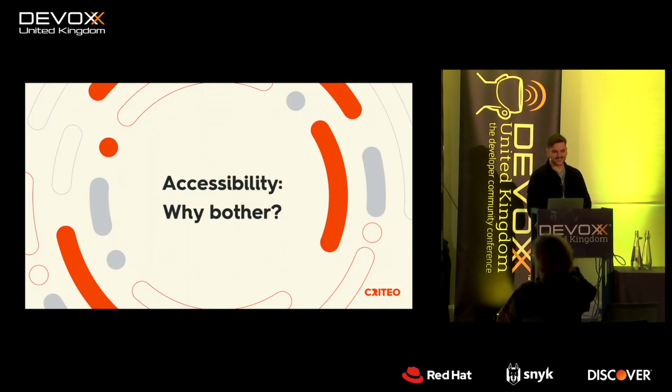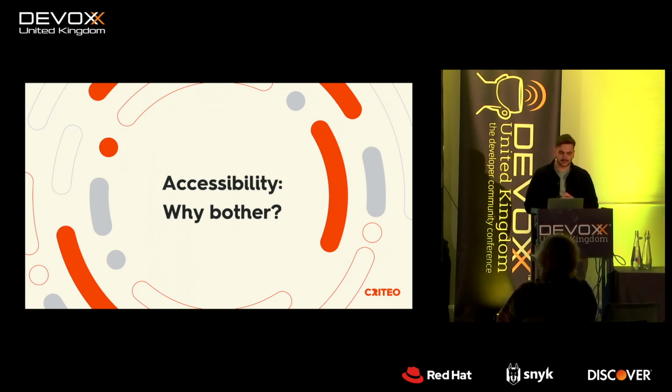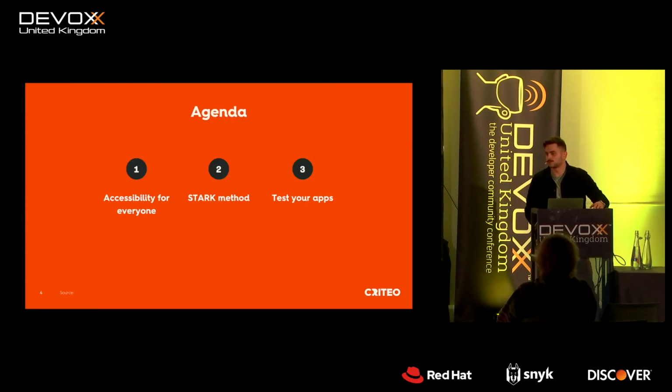We'll talk about something a little bit more important: accessibility, why we should bother about it, and how we can create a more inclusive web, and we'll see that together during this tools in action. So first, accessibility for everyone. Why it's important not only for people with some disabilities, but in fact, it will have an impact for everyone on the web. Then what I call the Stark method, 5 little tips that you can apply while building your website or your application to make it more inclusive, and how we can test your apps.